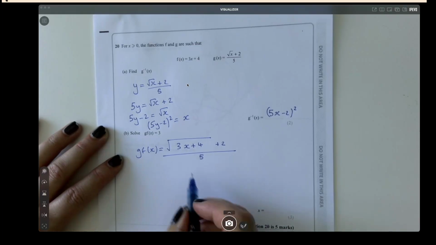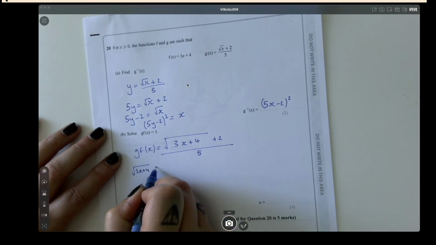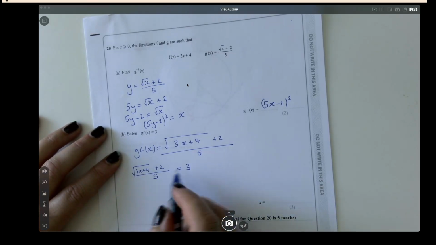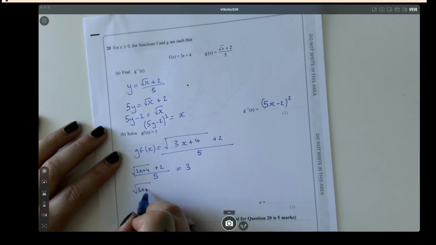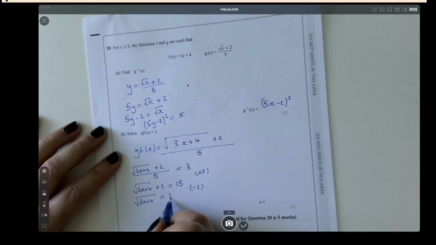Now it tells us that that equals to 3 and we need to solve it. So 3x plus 4 add 2 all over 5 equals 3. Multiply by 5, so the root of 3x add 4 plus 2 is equal to 15. Subtract the 2. So that equals 13. We're going to square it. So 3x add 4 equals 169.